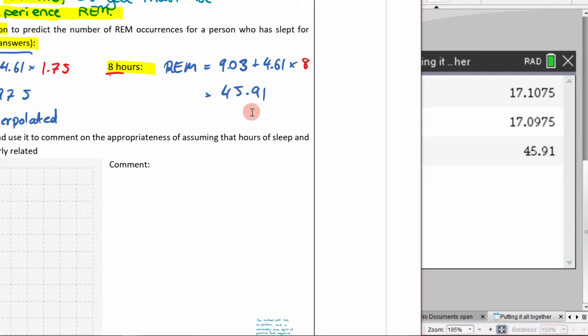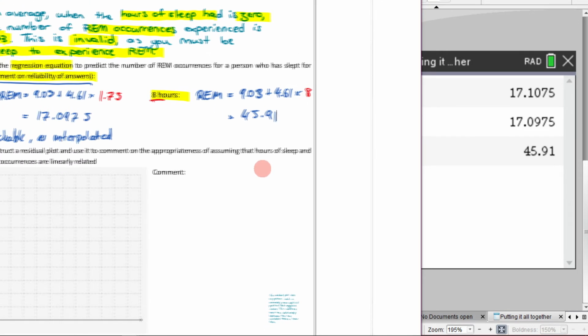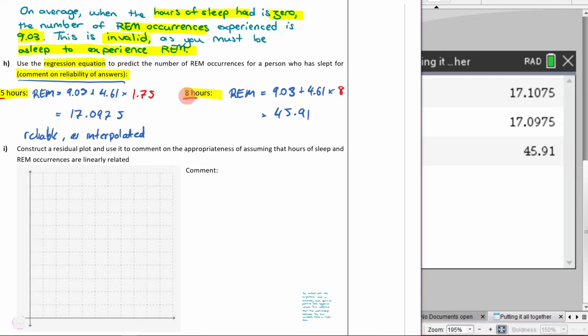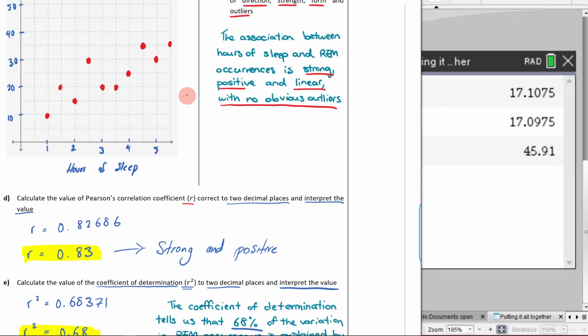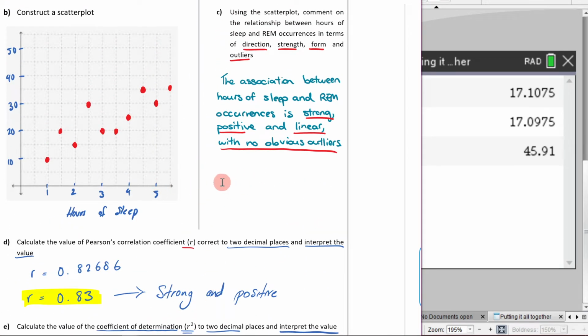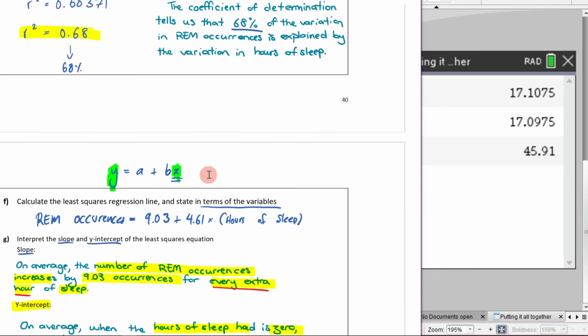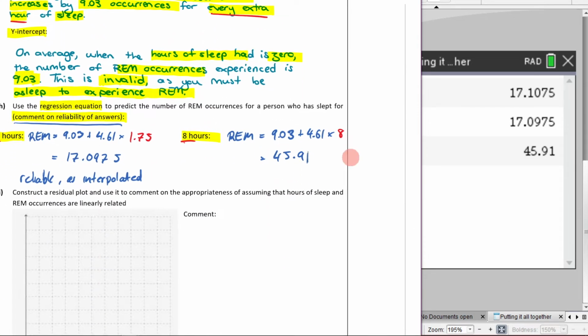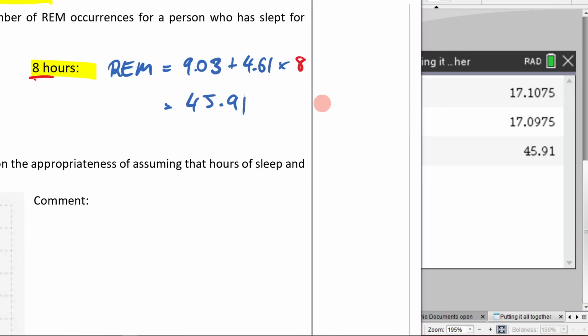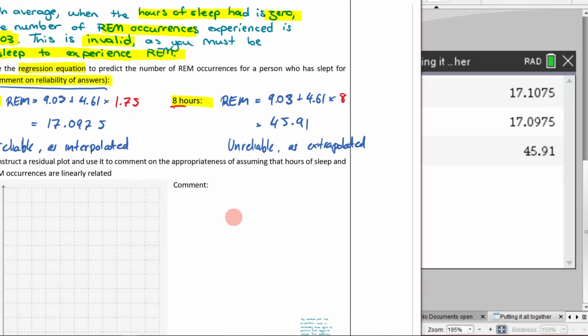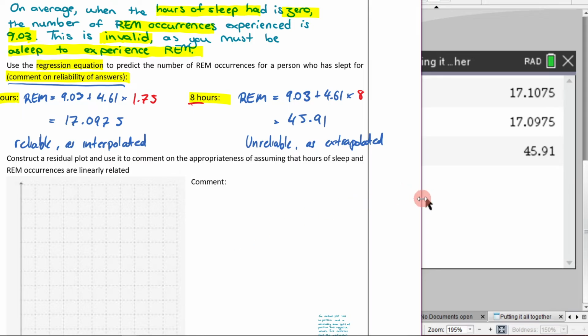Now, again, it's asking us to determine whether or not this is reliable. Well, I'm dealing with 8. Well, if I come and look at my scatter plot again, do you see that I stop at 5? 8 is not within the data range. So that means we're doing extrapolation here, which is unreliable. So this is going to be unreliable. And we're going to say as extrapolated. Perfect. We are going to continue on. You might like to pause the video and just make sure that you're getting everything that you need.